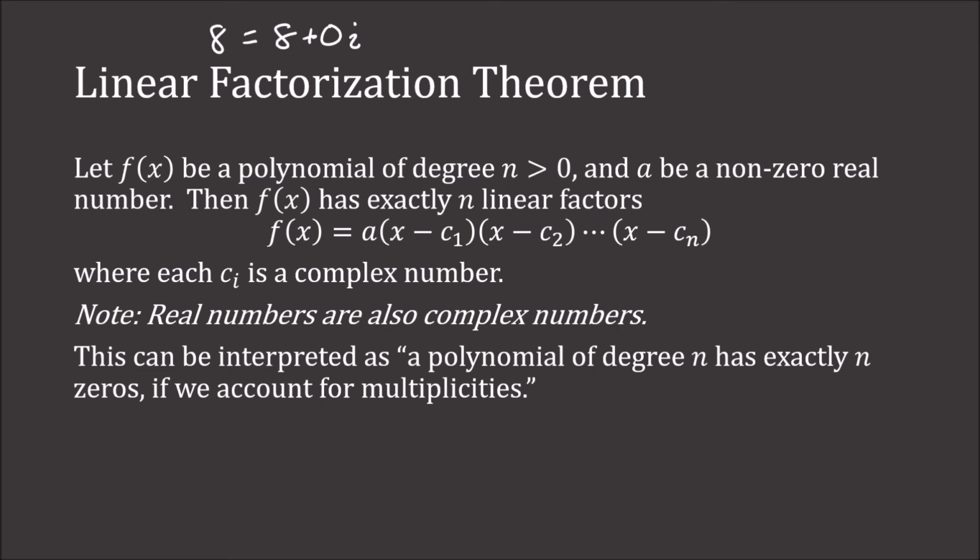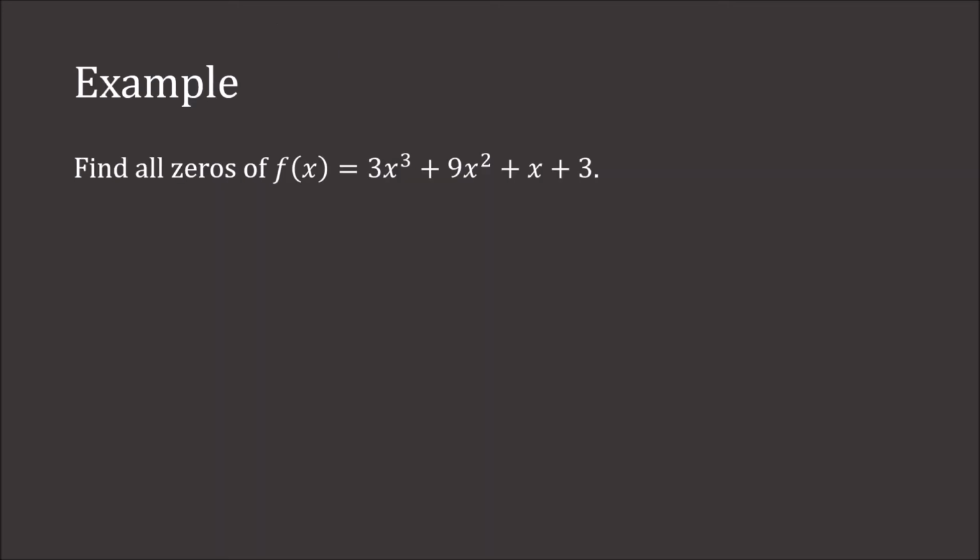So we're going to go ahead and find all the zeros of a polynomial, specifically of the polynomial 3x cubed plus 9x squared plus x plus 3. So really, we're going to be doing the exact same thing as we did for the real zeros, except when we get down to that final step with the quadratic, we will include all the complex zeros as well.